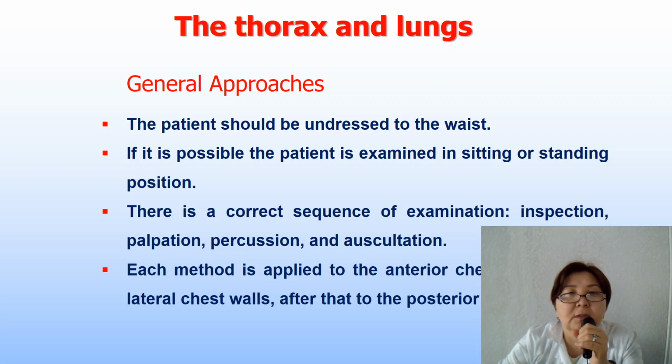After that, we examine the thorax and lungs. General approach. The patient should be undressed to the waist. If it's possible, the patient is examined in sitting or standing position. There is a correct sequence of examination: inspection, palpation, percussion, and auscultation. Each method is applied to the anterior chest wall, then to lateral chest walls, after that to the posterior chest walls.